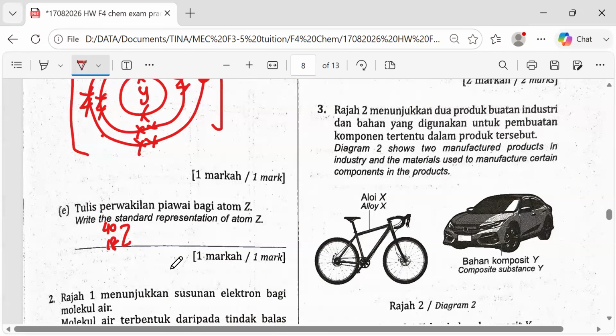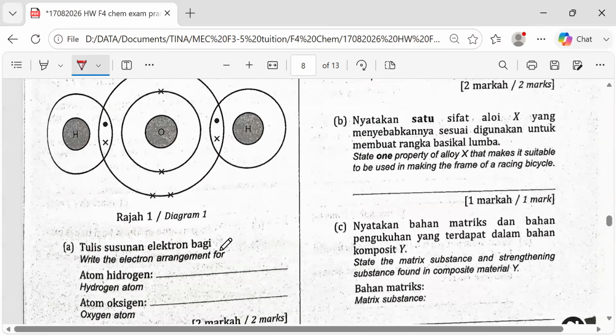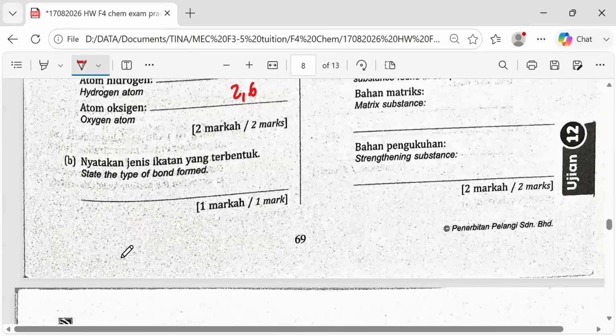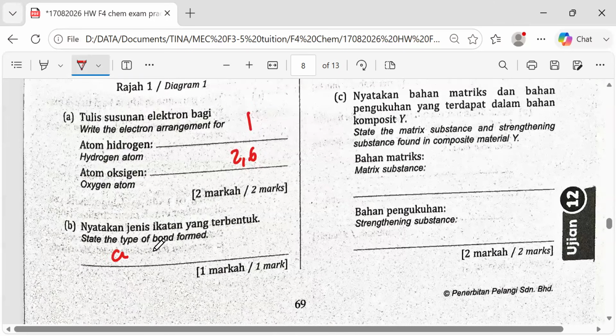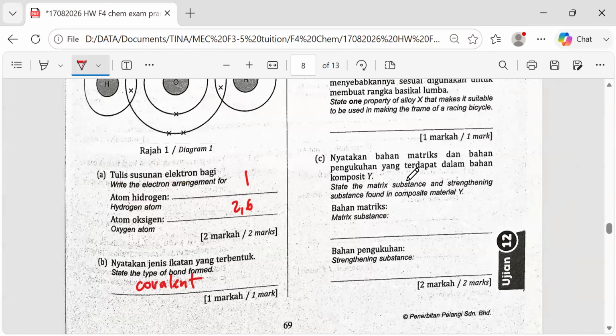All right. So this is water. Hydrogen atom is just 1. Oxygen atom is 2, 6. Are you done with this? Okay. The kind of bond is covalent. Okay. You know that, right? Got it correct? Yeah.